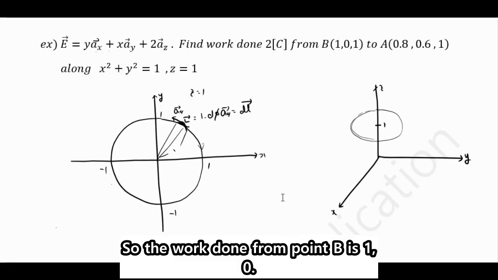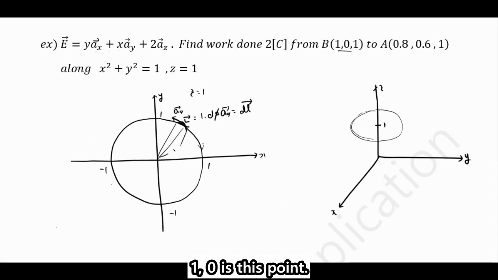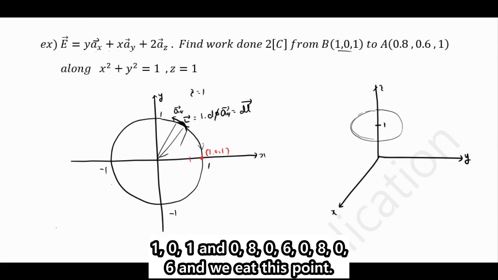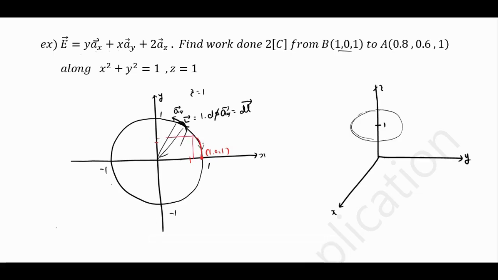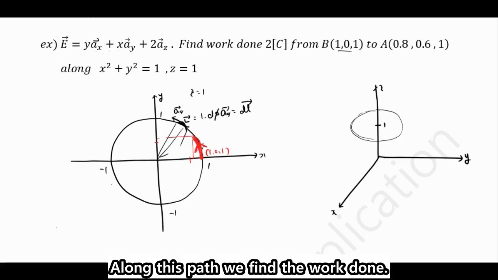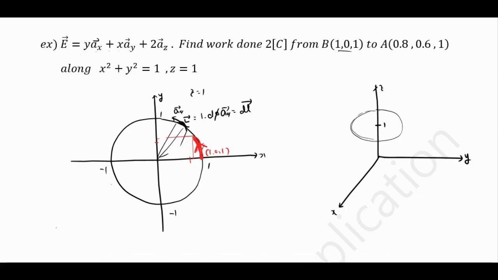So the work done from point B is 1, 0, 1, and 0.8, 0.6 at this point. So the path is this path. Along this path, we find the work done.